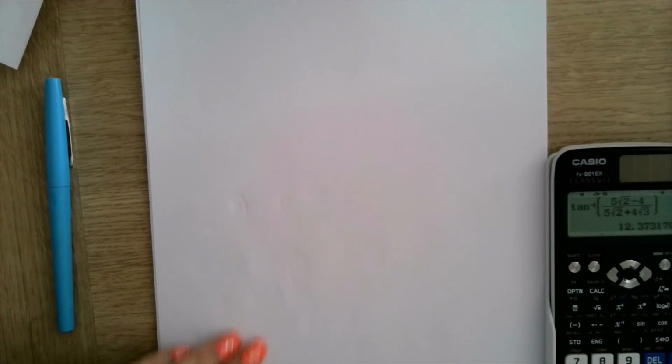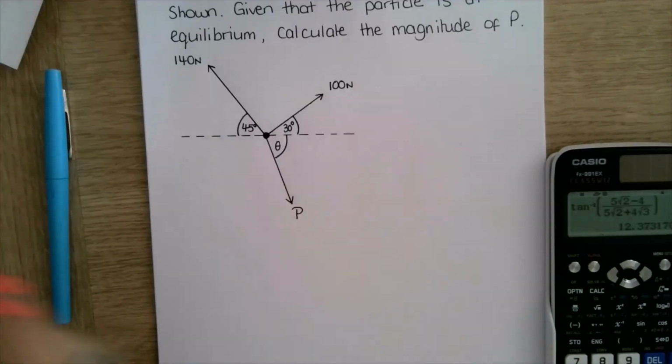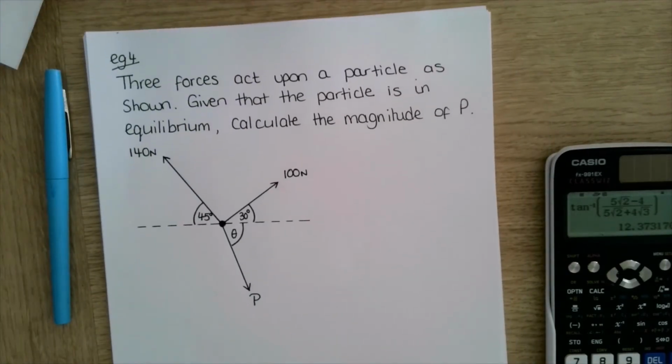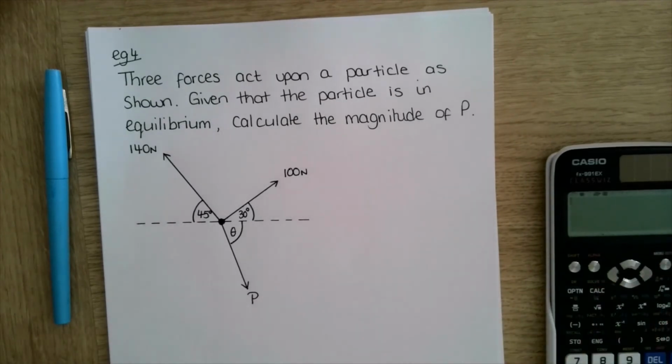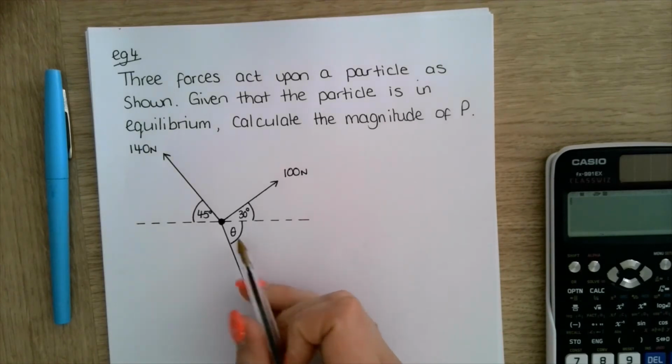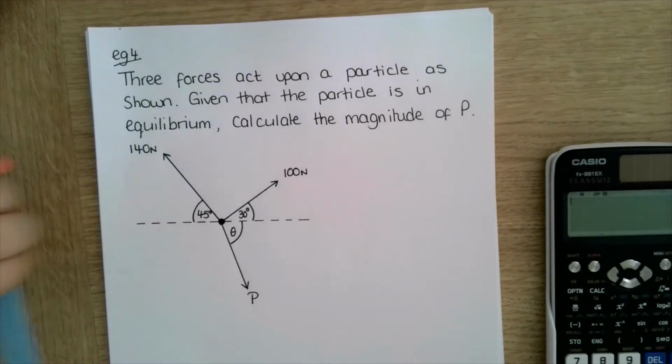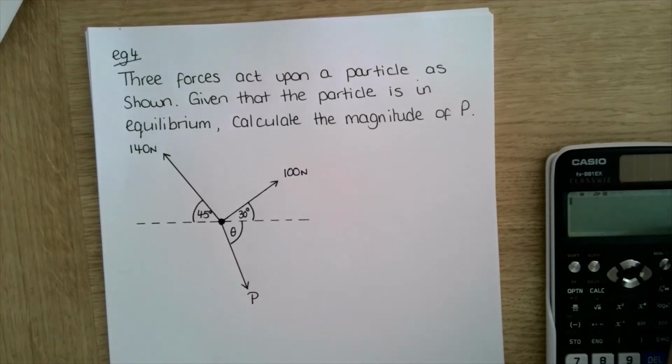The second example I have got for you is this one. 3 forces act upon a particle as shown, the particle being this in the middle. Given that the particle is in equilibrium, calculate the magnitude of P. So P is here. Now I've got 2 unknowns here, which suggests I'm probably going to need to use simultaneous equations. So I'm going to look at my horizontal components and my vertical components and use them to work out what the value of P is going to be.